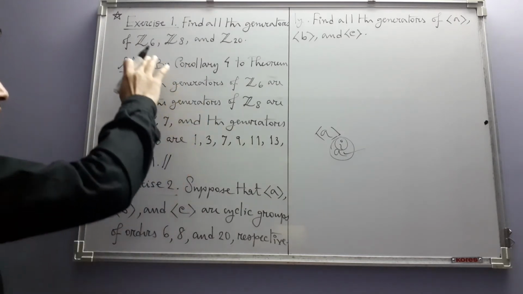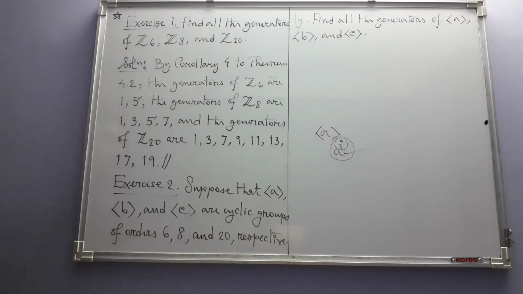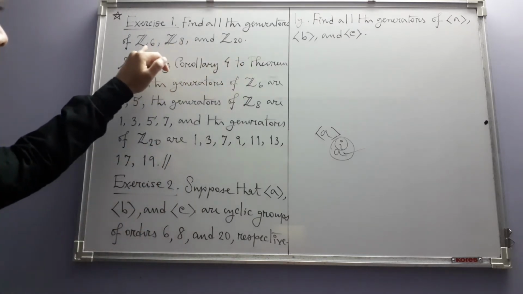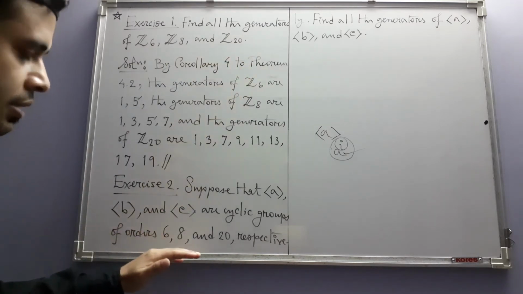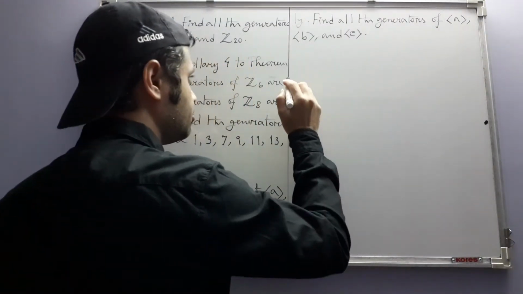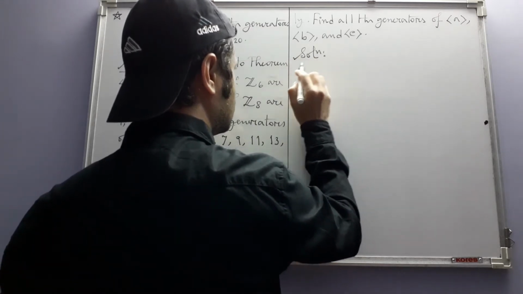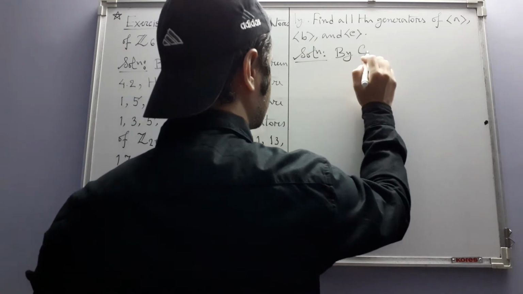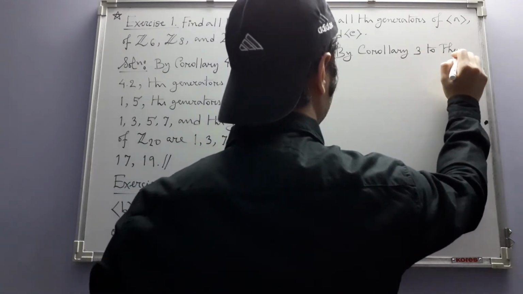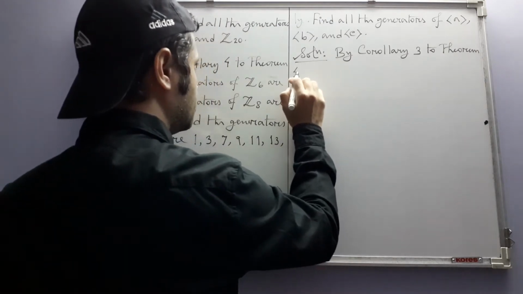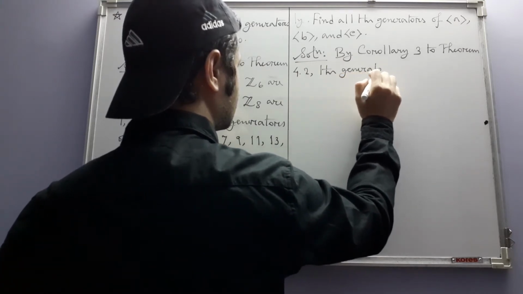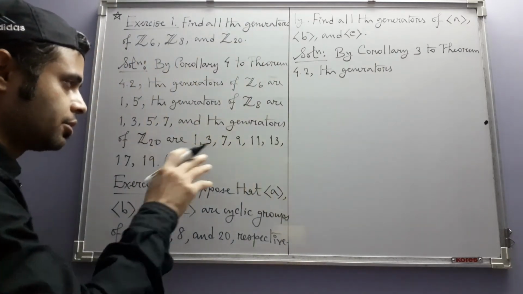The only difference is that here we have concrete cyclic groups, while here we have just some cyclic groups. In fact, you can see that these are cyclic groups of orders 6, 8 and 20 respectively, but here the case is somewhat more general. So the solution will be similar. By corollary 3 to theorem 4.2, we can just look at the previous solution and write this one.